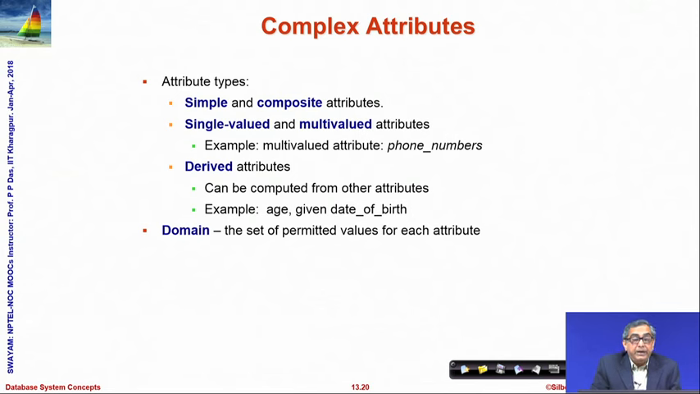Certain attributes can be derived, for example, age. Now, I cannot keep the age of a person in the database, because with every day the age changes. So, what we will typically keep is the date of birth, and the age is computed on the day when the particular query is made to find out what the age is. So, it is called a derived attribute, and each one of them will have a corresponding set of domains.